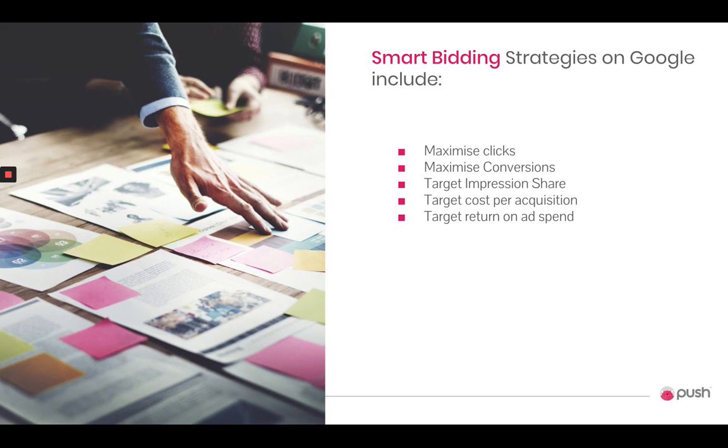Now, the types of strategies you can use on Google, I've seen the mistake made where people go for maximized clicks. Unless all you care about is brand awareness, I would never use maximized clicks. It's just about traffic.